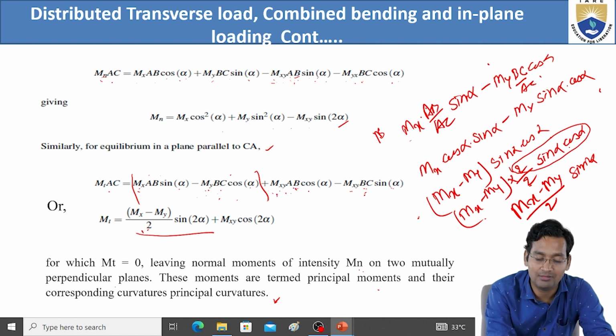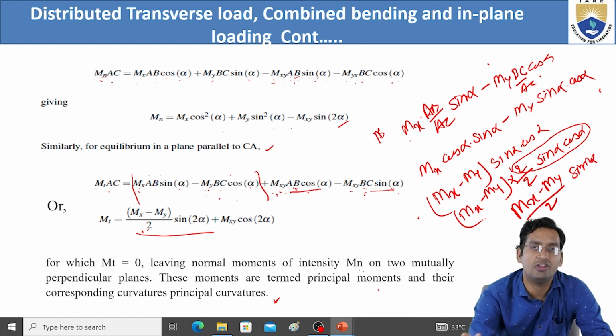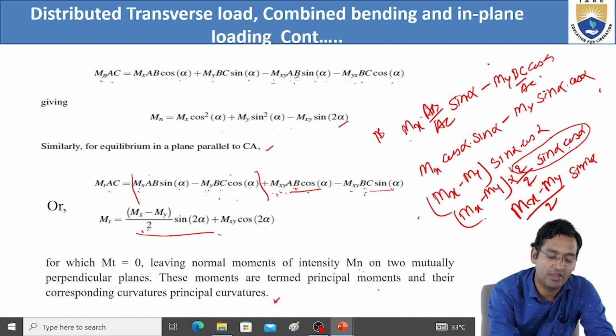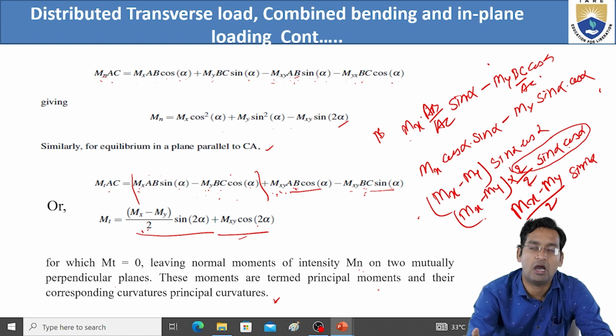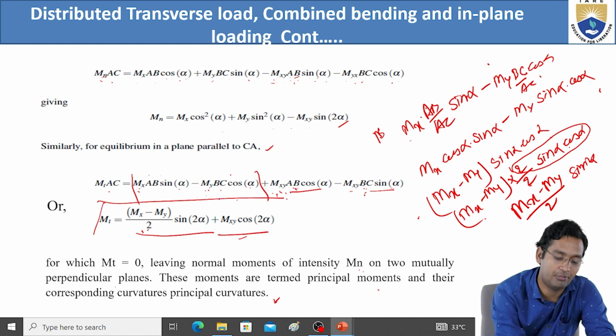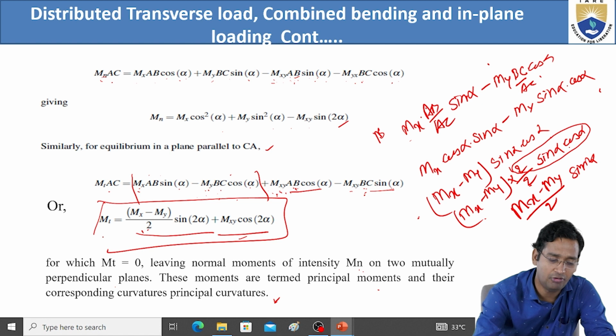Now in this case what we got? Mxy AB, this one, so Mxy into cos square alpha minus sine square alpha. Take Mxy common. Now what we will get? Cos square alpha minus sine square alpha is what? Cos 2 alpha. So Mxy cos 2 alpha. So now this is the Mt. Now we found Mn and Mt.